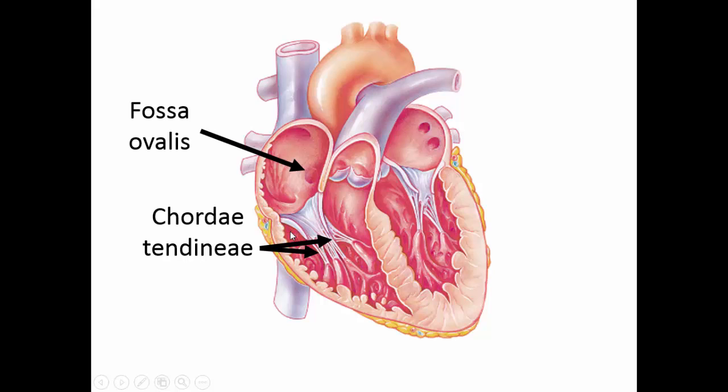The chordae tendineae are attached to the valves. They help keep the valves from blowing back in the wrong direction. And the papillary muscles are attached to the chordae tendineae. They contract to help put some pressure on the chordae tendineae to keep the valves in place.